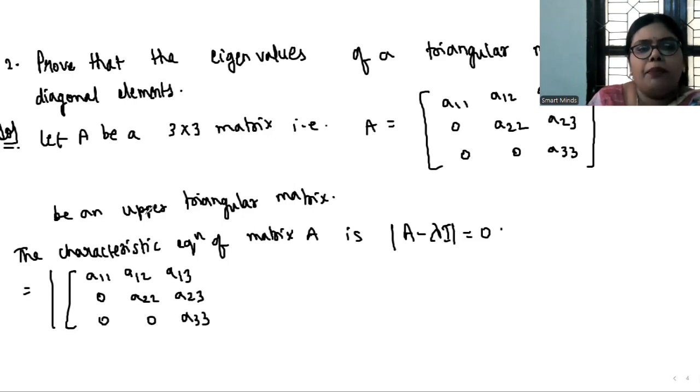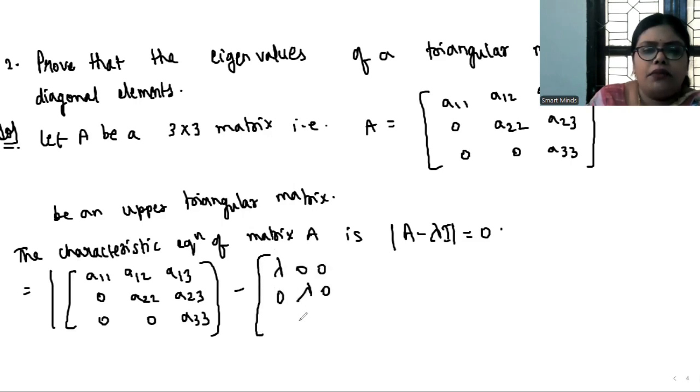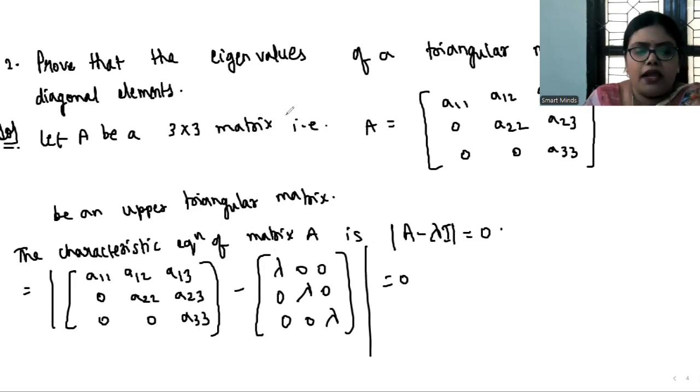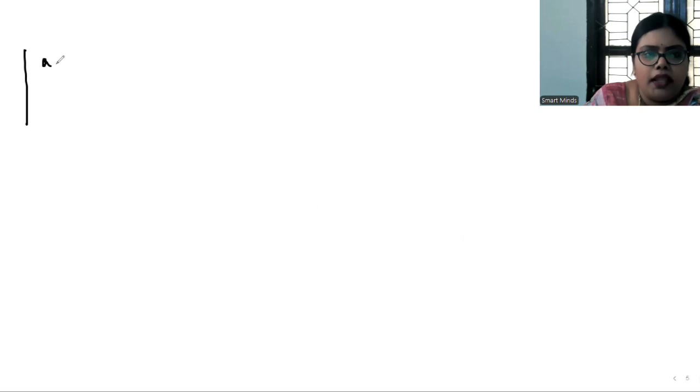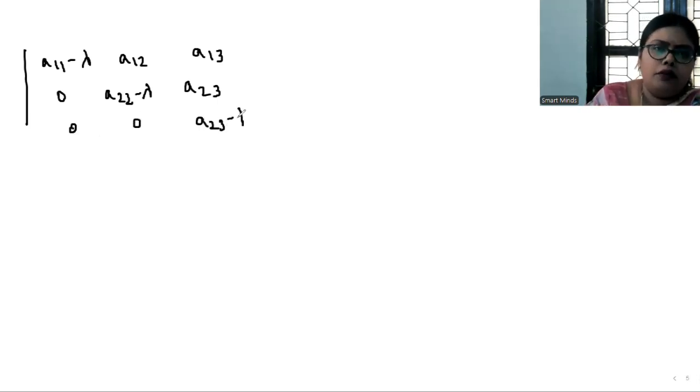So what do you mean by upper triangular matrix? Below the principal diagonal elements, all are zeros. Minus lambda I is lambda 0, 0, 0 lambda 0, 0, 0 lambda is equal to 0. Now you subtract these two, what do you get? If you subtract, you will get determinant of A11 minus lambda, A12, A13, 0, A22 minus lambda, A23, 0, 0, A33 minus lambda is equal to 0.